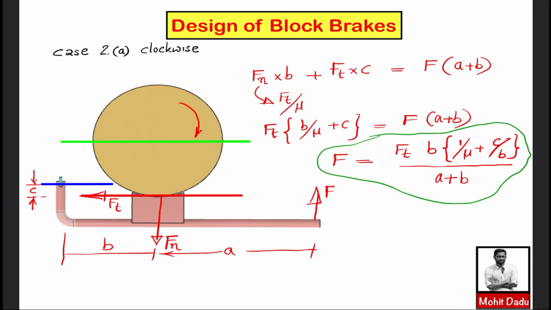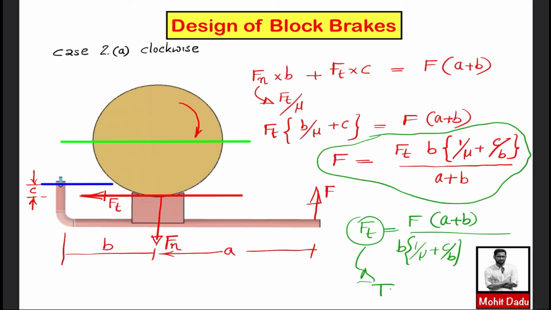And in this equation you can write the expression for Ft also. Ft is equal to F into (A plus B) divided by B into (1 by mu plus C by B). So this Ft can be used for evaluating the frictional torque, which is Ft into R. If you know how to draw the free body diagram, then you can easily arrive at this final expression. In a similar way, we will quickly go through the other cases also. We will be seeing only the final equations.